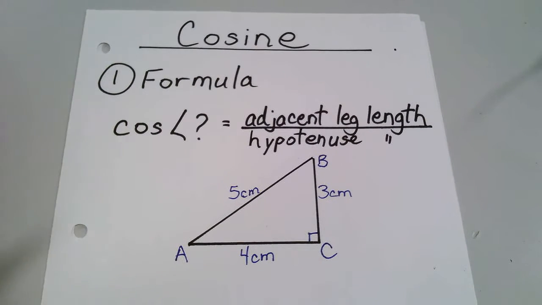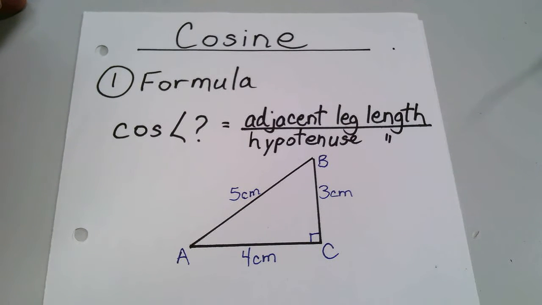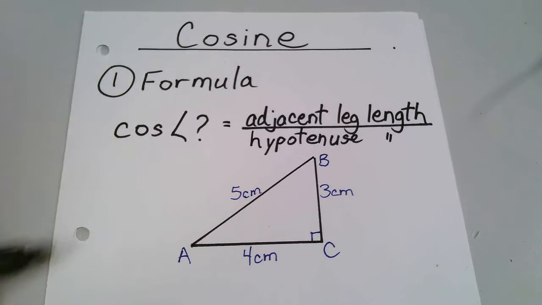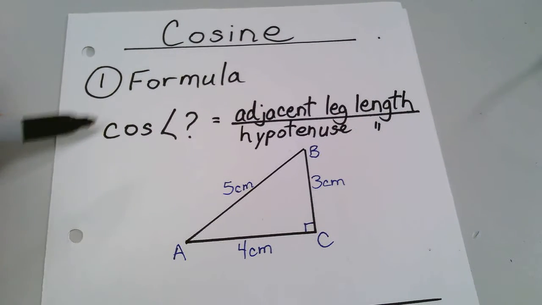So last day we talked about sine. We're in the midst of trigonometry, which are ratios of the sides of triangles, how they relate to one another. And today we're going to talk about cosine, and it's very similar to the way we did sine, in that there are two ways to determine what the cosine of a particular angle is. The first way is, just like with sine, using a formula.